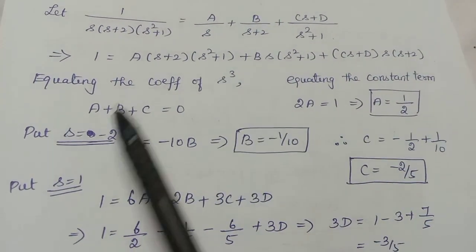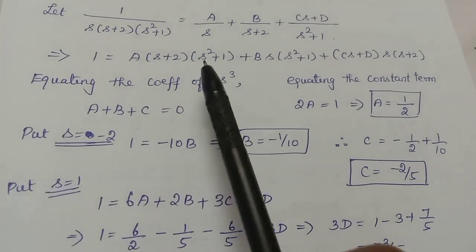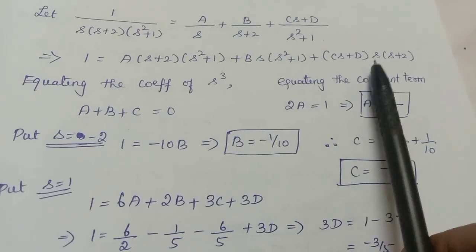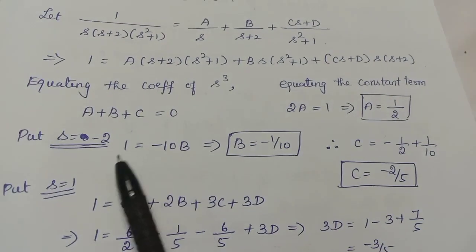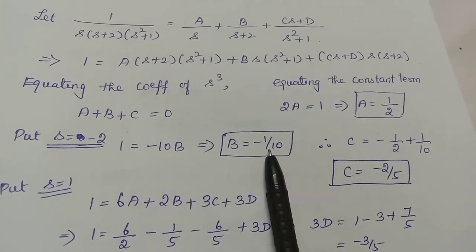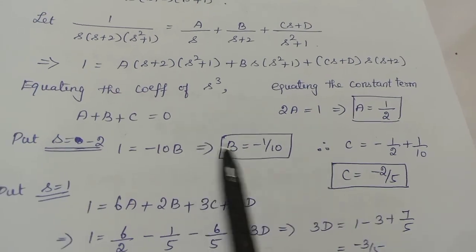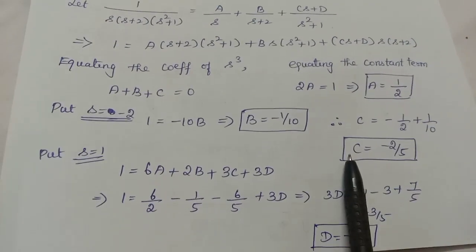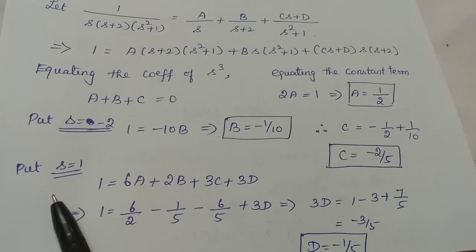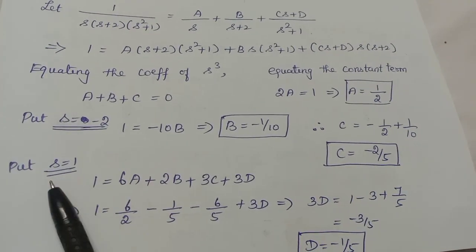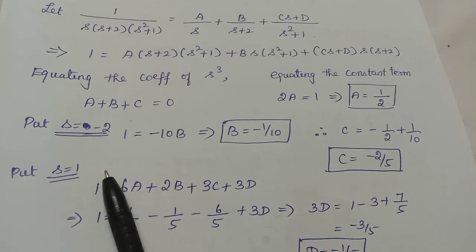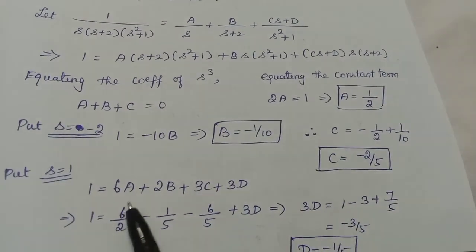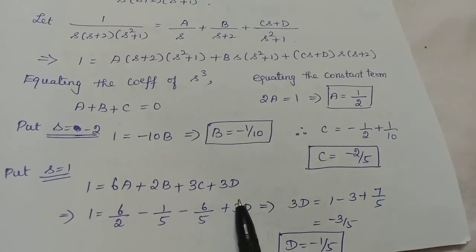Now you give some specific values of s. s is equal to minus 2. If you put this, this term will get 0. Only this term you will be getting. This will also become 0. So minus 10b equal to 1 or b equal to minus 1 by 10. So after finding b, I already know the value of a. So substitute it here, you will get the value of c. Then for finding the value of d, you arbitrarily give any value for s. I am giving s is equal to 1. So by giving s is equal to 1, I am getting 1 equal to 6a plus 2b plus 3c plus 3d.